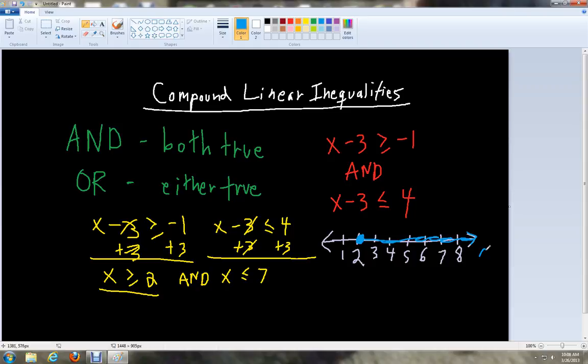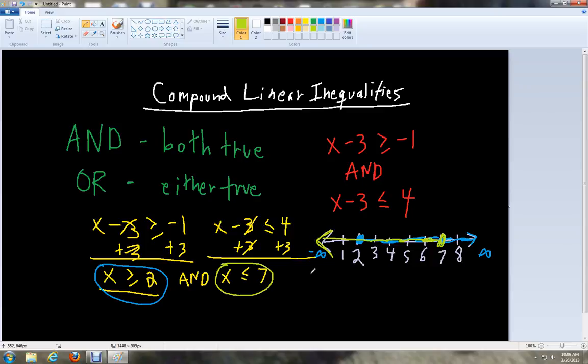And I make sure to include my infinity. So remember to include those when you're thinking of interval notation. So 2 all the way to infinity for this part. And then we use another color. For x less than or equal to 7, we'll color in 7 because that includes that value, and then it's less than or equal to, going this way all the way to negative infinity.